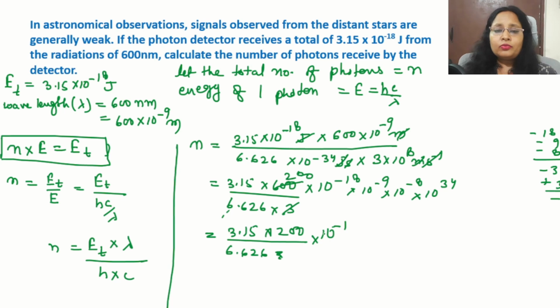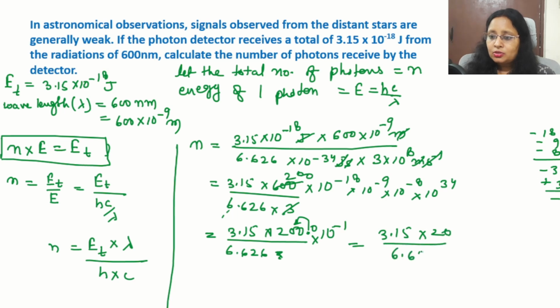So if we remove this minus 1, what will happen? The decimal is sitting here. This decimal will jump one step to the left side. So now we have 3.15 into 20 upon 6.626.